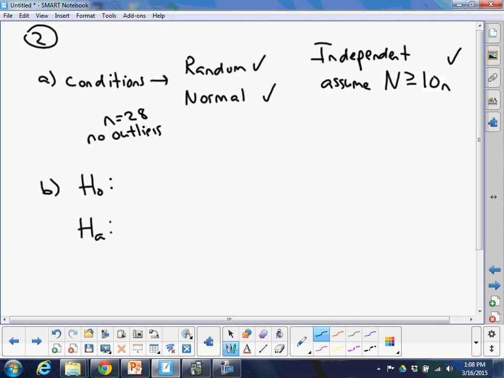This one was talking about how they believe the mean was 8 ounces. The question was, does this fertilizer have a positive impact? Do we have evidence of that? Meaning, are they larger? So basically, I would write my H0 as the mean equals 8. My alternative is that it's greater than 8. And again, define the parameter: mu is the mean weight.